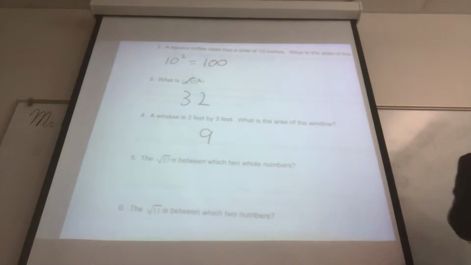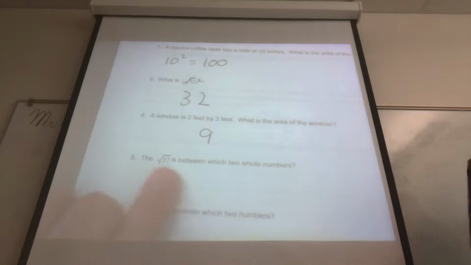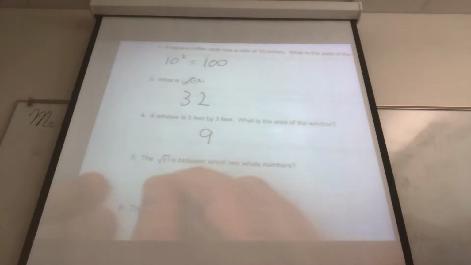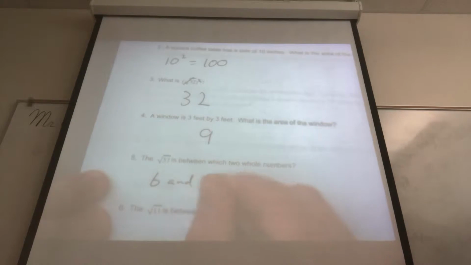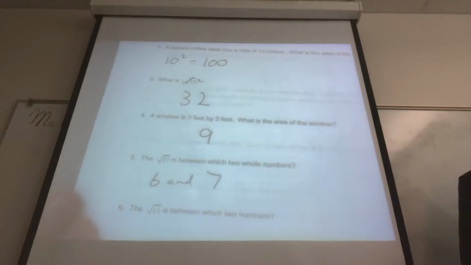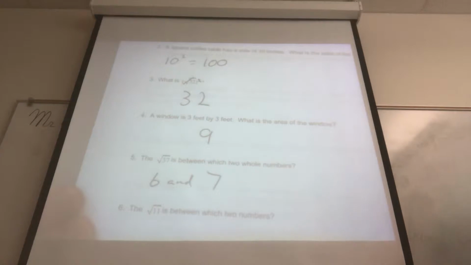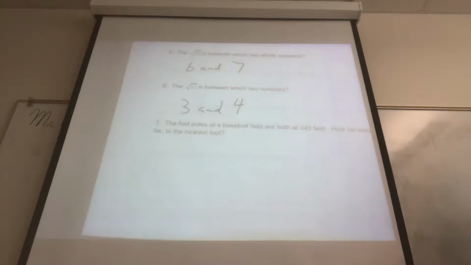Square root of 37 is between which two whole numbers? Well, 6 squared would be 36. 7 squared would be 49. Since 37 is between those, it's going to be between 6 and 7. And the square root of 11 is between which two numbers? 3 squared is 9. 4 squared is 16. So it would be 3 and 4. Again, when you see these questions or the ones that are like them on the final exam, it will be multiple choice. So it'll give you some options there for what they're nearest between.